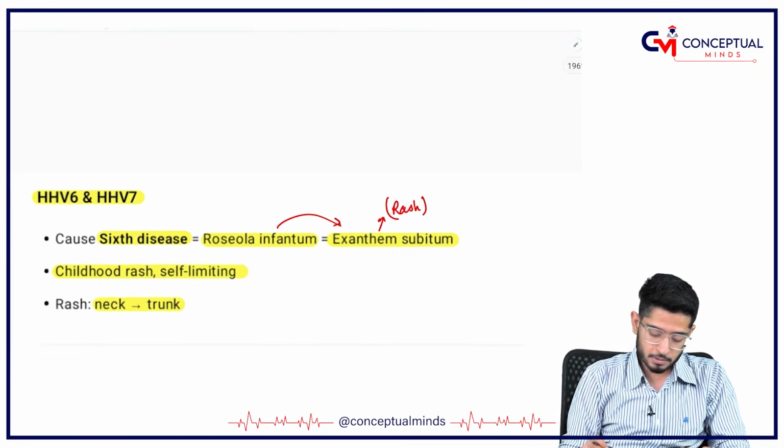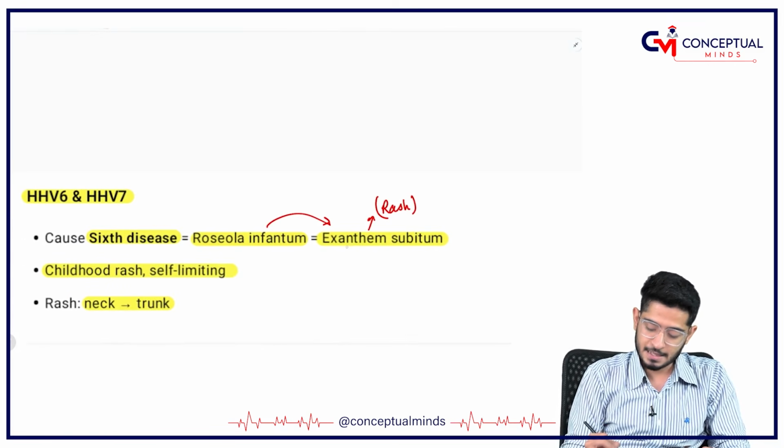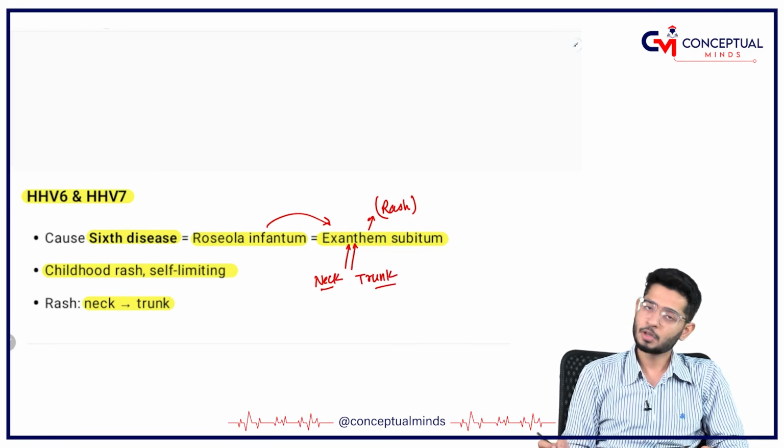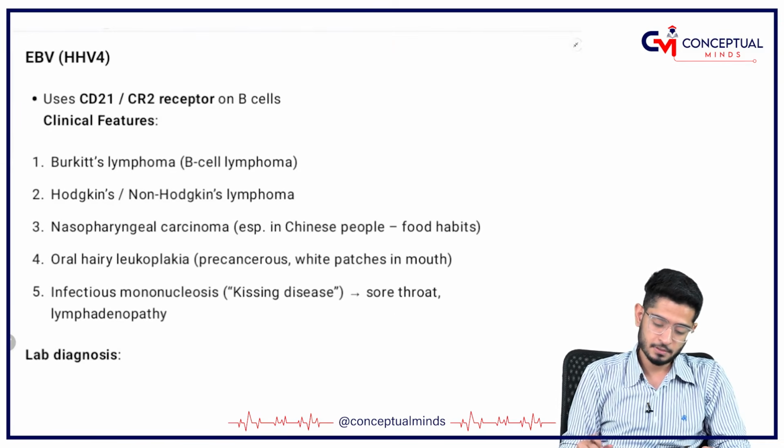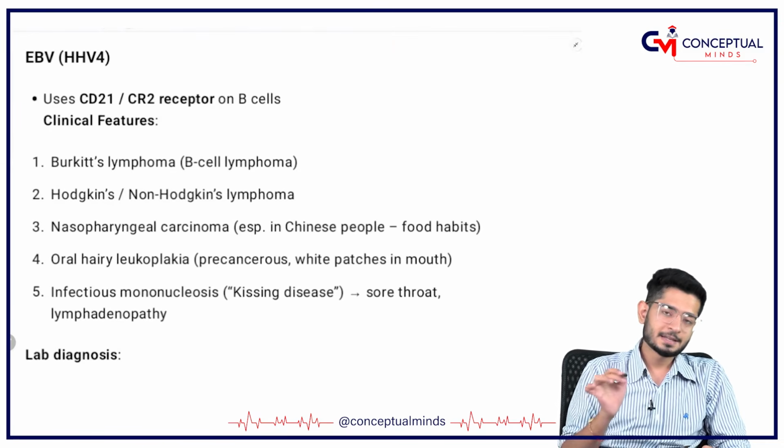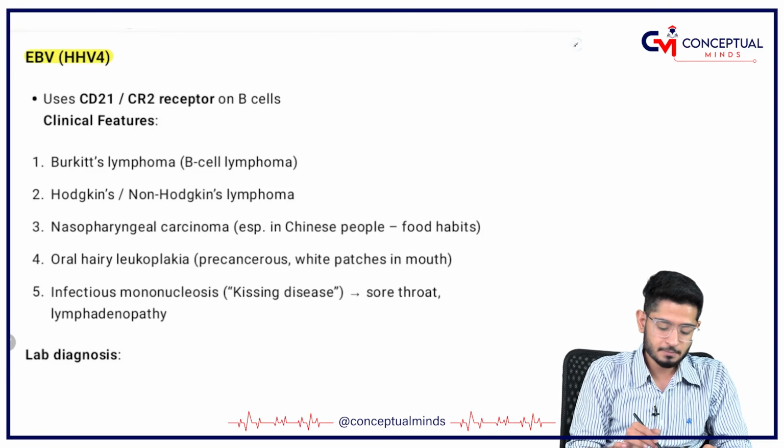So, how to remember? Remember, it is responsible for exanthum. So, N and T come now: first neck, and then T for trunk. That covers HHV6 and HHV7. Coming on to the last part, this is the Epstein-Barr virus, HHV4.